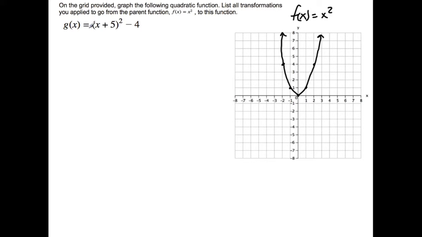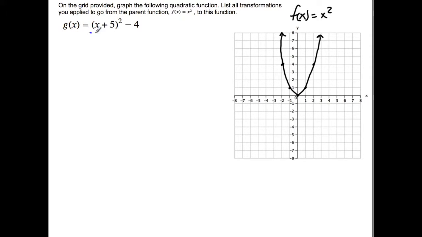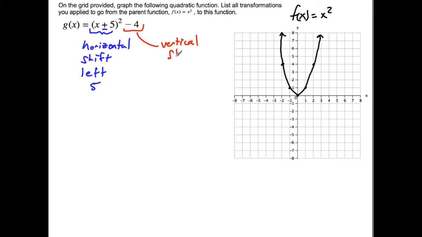Okay, now let's talk about our new function, g of x. Inside the parentheses, we know that we've got a horizontal shift. And when we're inside the parentheses and doing a horizontal shift, we go opposite of this sign. Horizontal shift, left 5. And then my only other shift here is what this 4 does, and that's going to be a vertical shift, and we follow the sign, so it goes down 4.